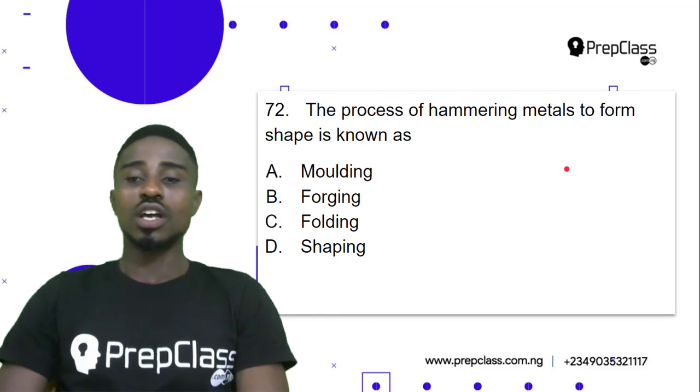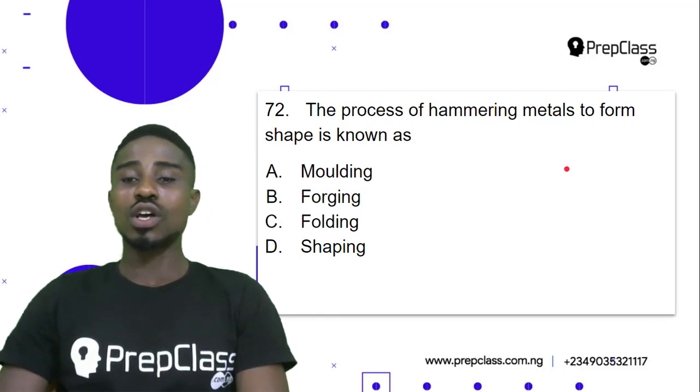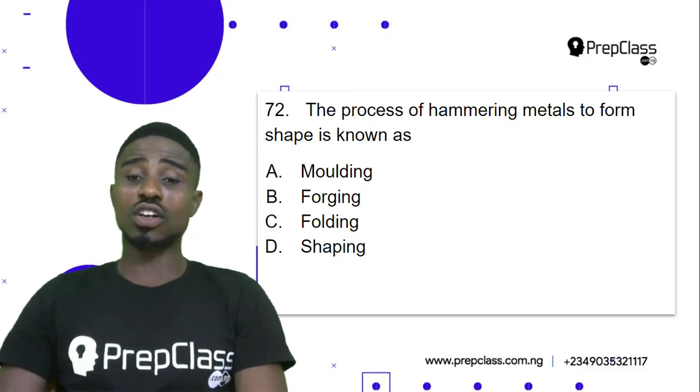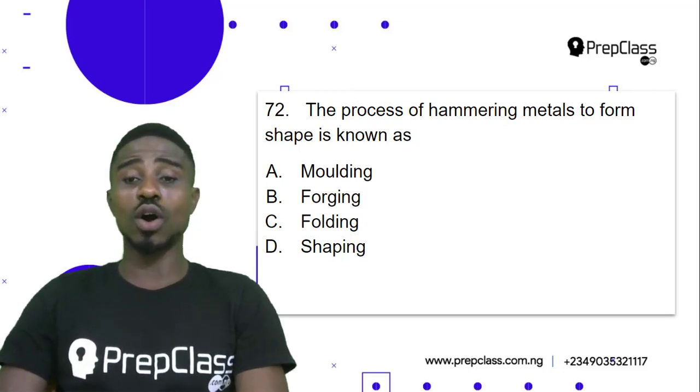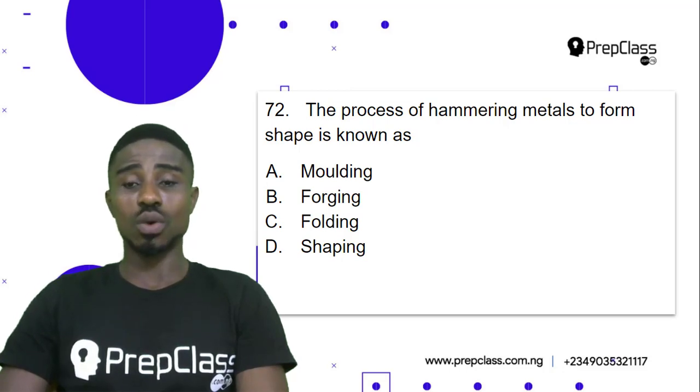Question 72. The process of hammering metals to form shape is known as A. Molding, B. Forging, C. Folding, D. Shaping. For us to carefully select the correct answer, we need to analyze all of the options and see which one best answers our question.